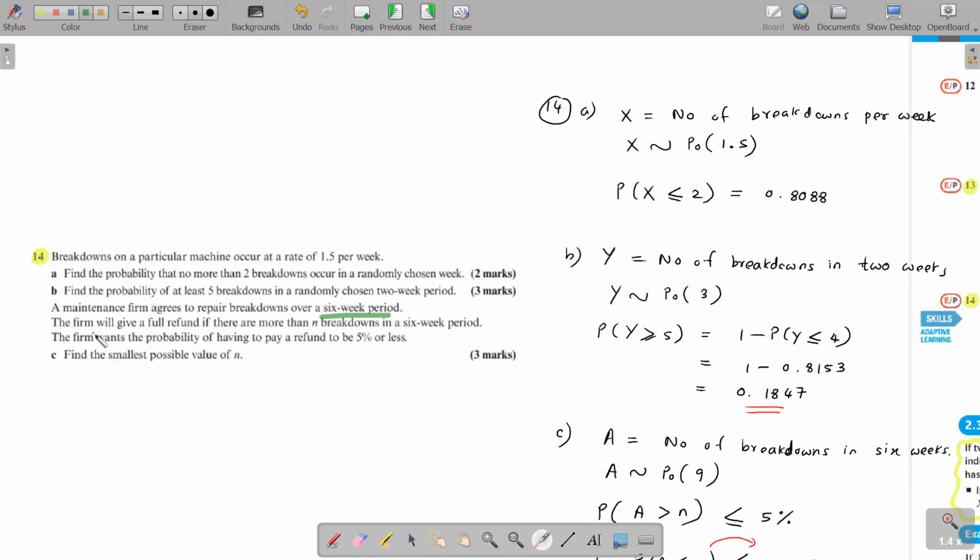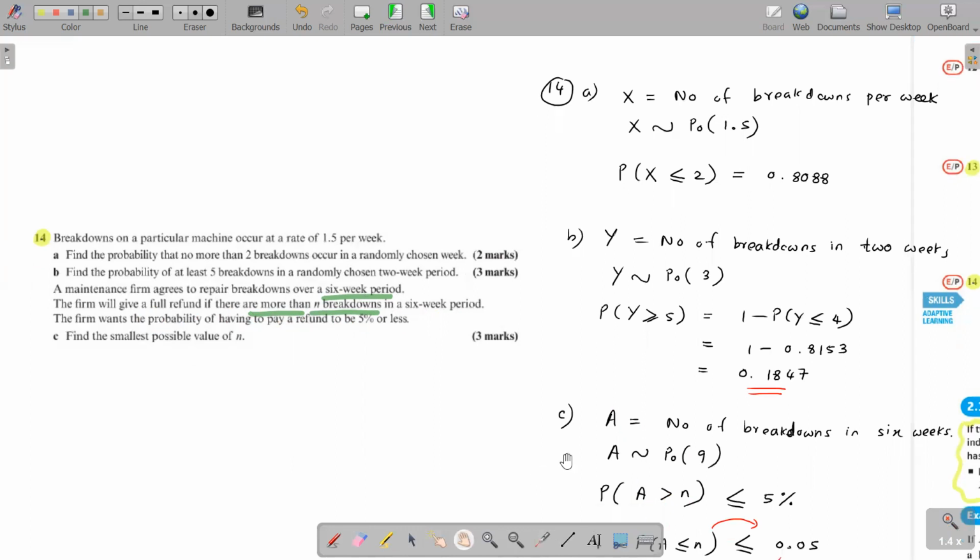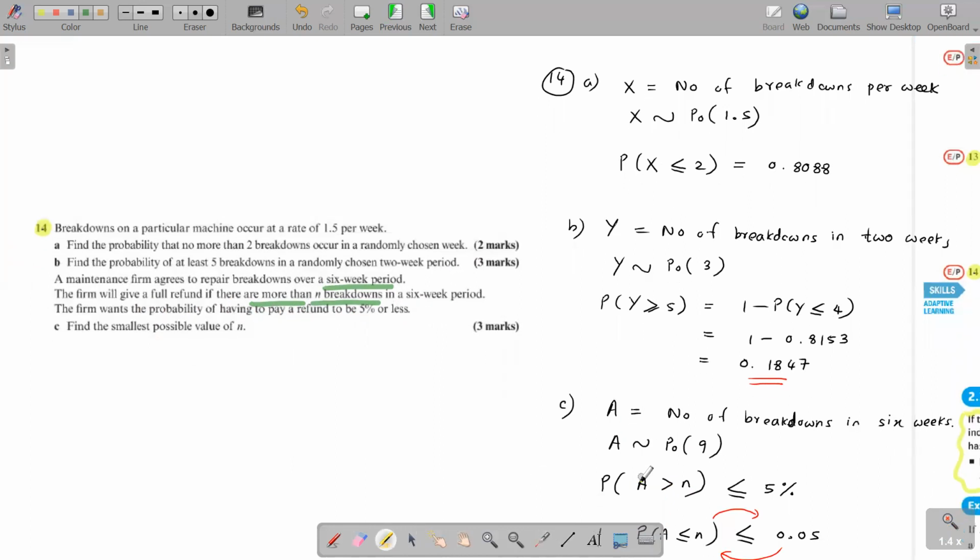What do they want? The firm will give a full refund if there are more than n breakdowns in a 6-week period. So when do they give the refund? If there are more than n breakdowns. Capital A is the number of breakdowns, so the refund is happening if A is greater than n. If A is greater than n, this is when you get the refund.